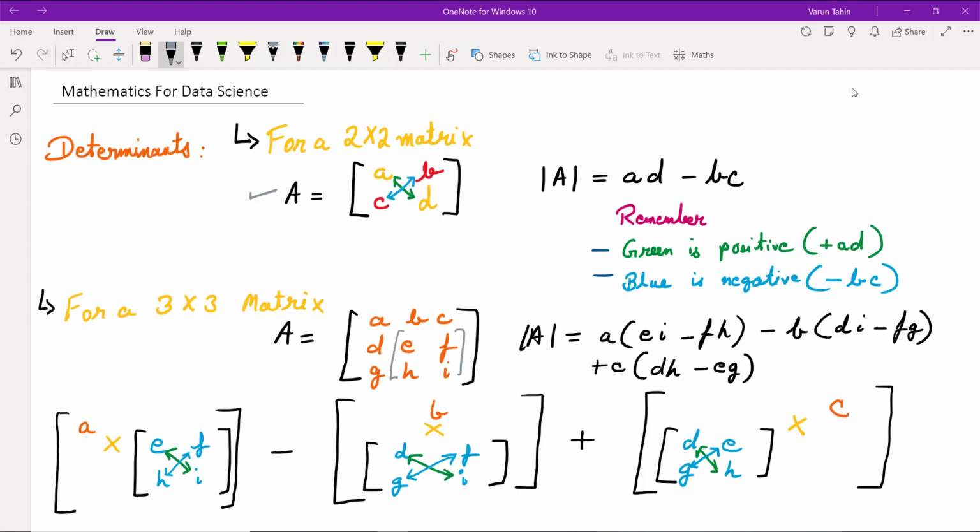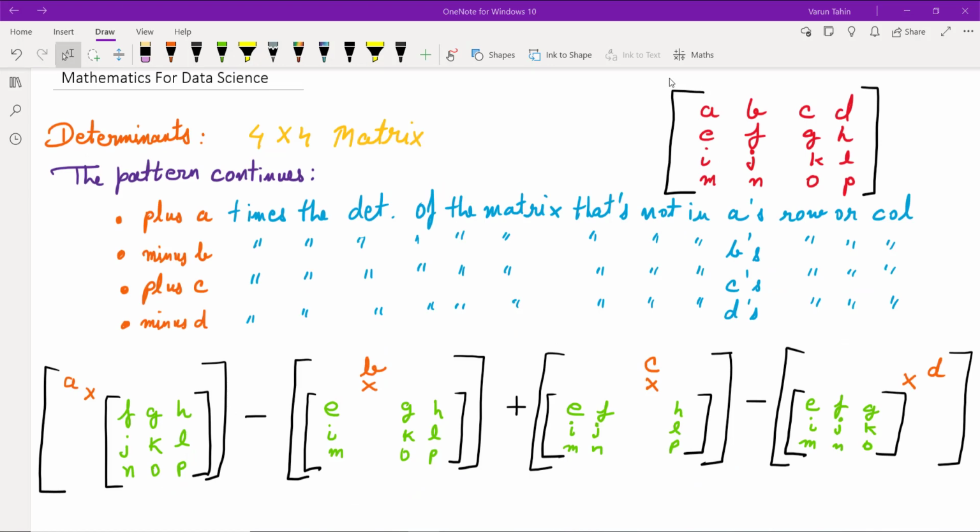Here e, f, h, i is a 2 by 2 matrix for which we will derive a determinant and then multiply it by a. So it will be a times (ei minus fh), and then do a subtraction and take b with the 2 by 2 matrix d, f, g, i. Take its determinant, multiply it by b, plus take c and the elements d, e, g, h. Take its determinant and multiply those. This way you will get this equation wherein you can feed in the individual values and get the determinant of a 3 by 3 matrix.